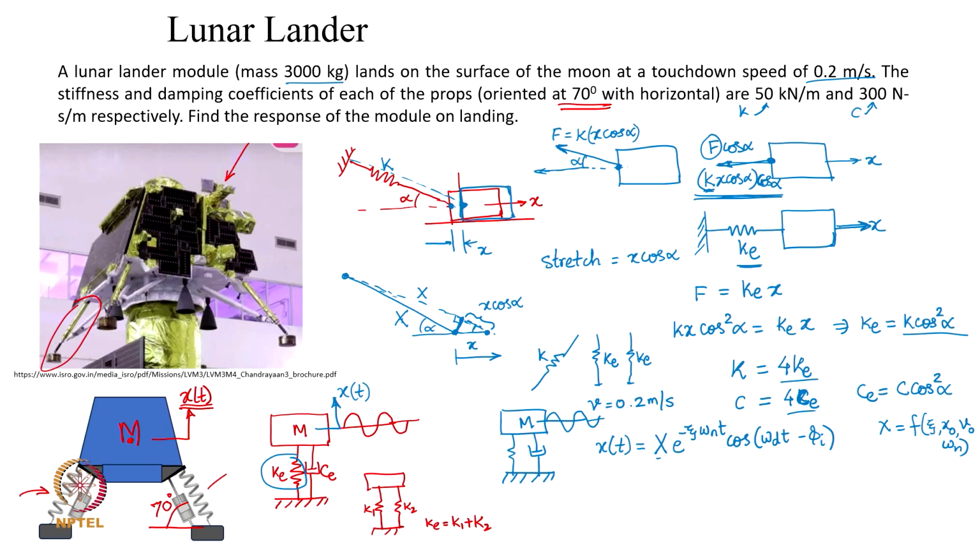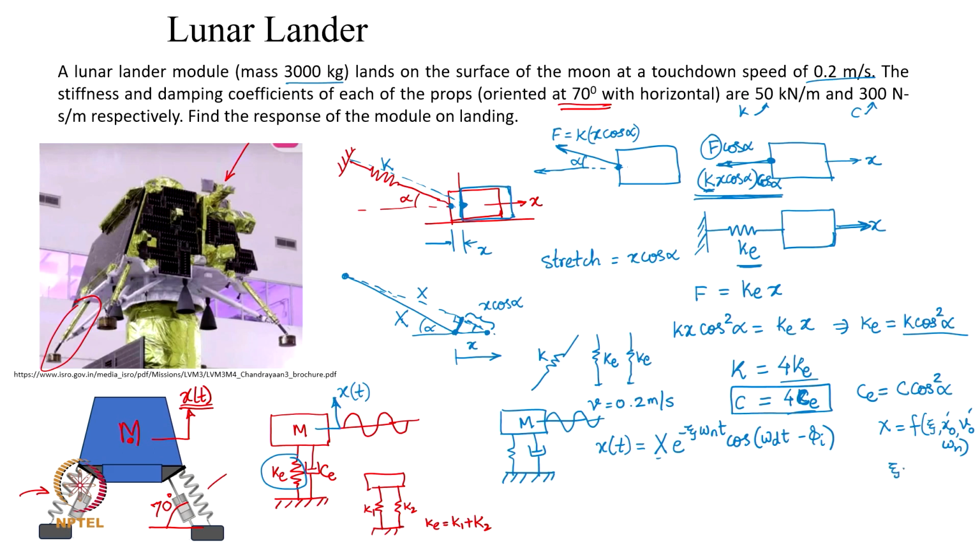You can find out the capital X value based on the values of x naught, v naught. The initial displacement and initial velocity are known. Zeta is known because you already have the effective stiffness and effective damping coefficient known. In this particular case, the numeric value of C is known.